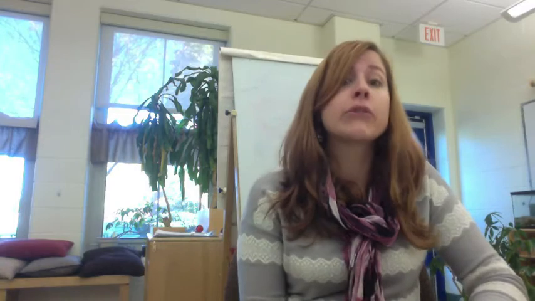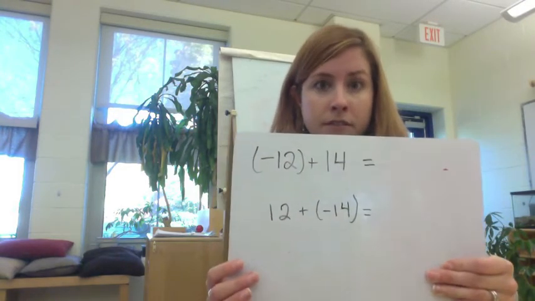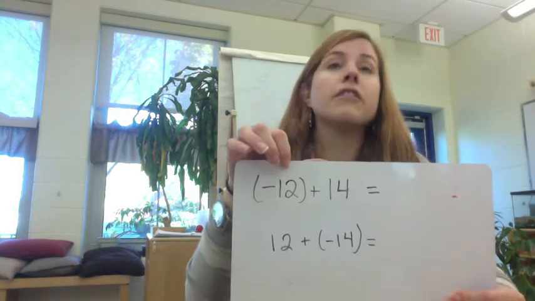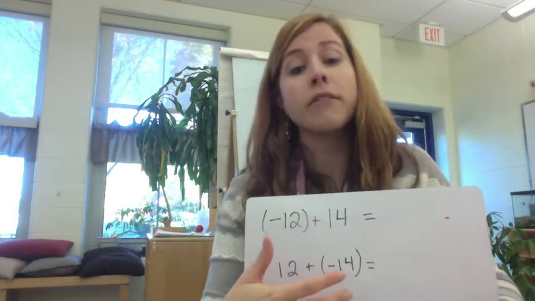So, good morning, students. Today we are continuing our work with integers, and you had done some series of adding positive and negative integers. So we're going to look at the patterns that you may or may not have discovered. Here I have two examples that I've written, and you'll notice they're very similar, except in this one the 12 is negative and the 14 is positive, and in this one the 12 is positive and the 14 is negative.